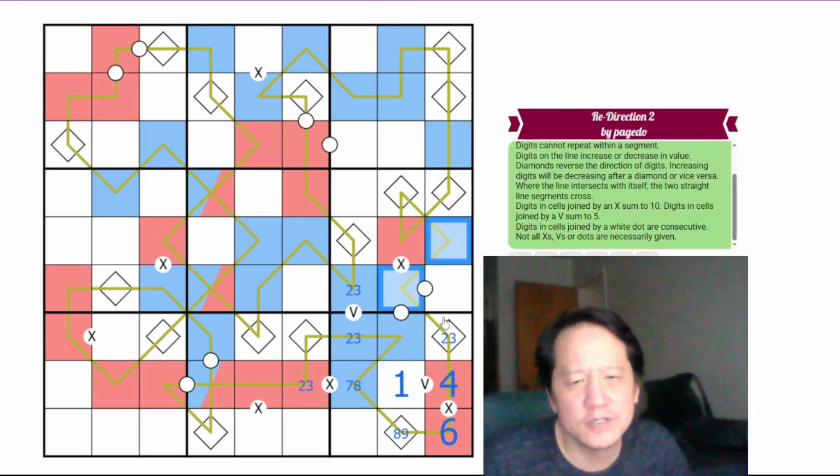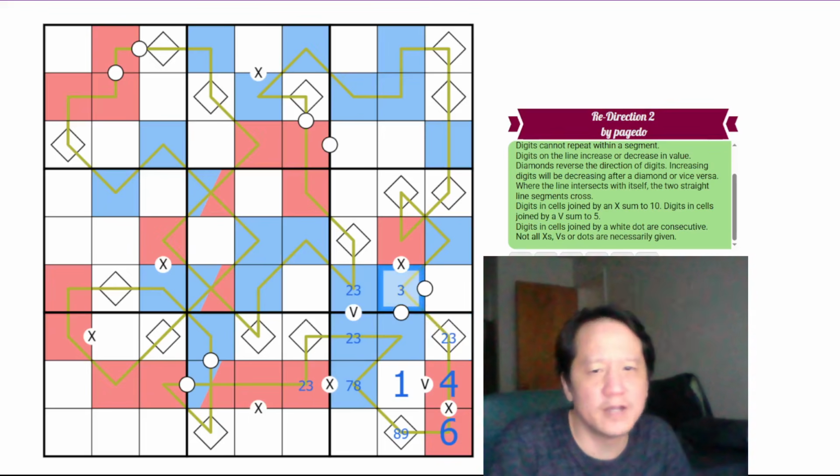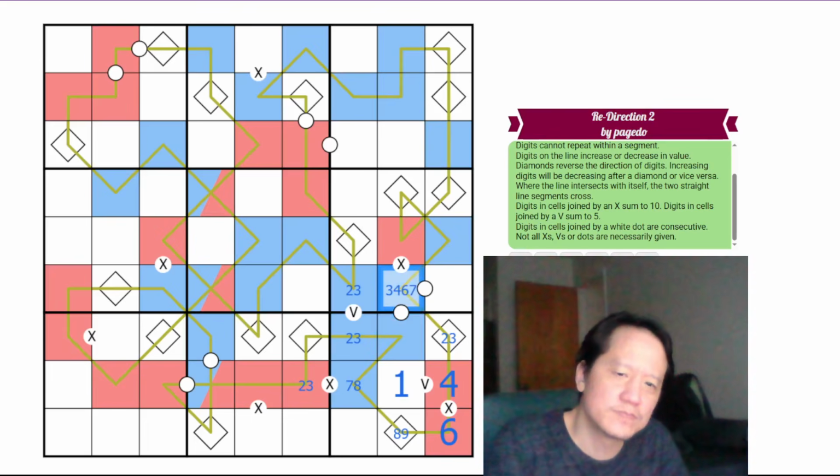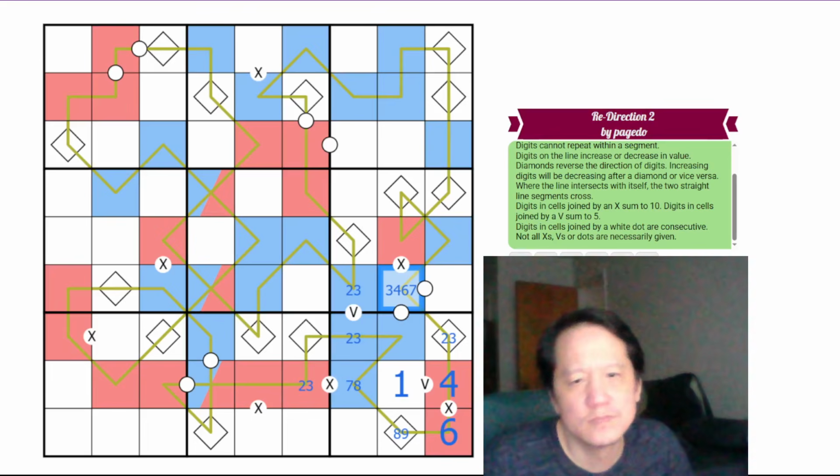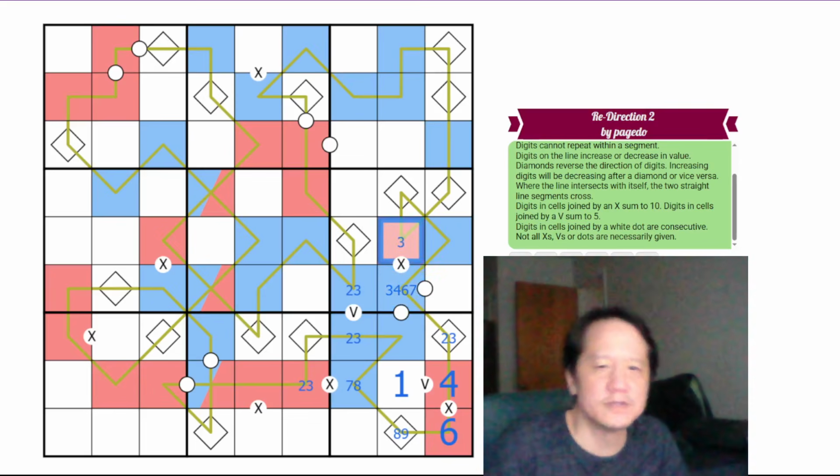This is decreasing to a 2, so this is 3 at least, 4. But this could be 6, 7, right? We have 2 digits that are greater than it, so it's only 3, 4, 6, 7, and this is 3, 4, 6, 7. This is greater than this. It cannot be 4 or 6.